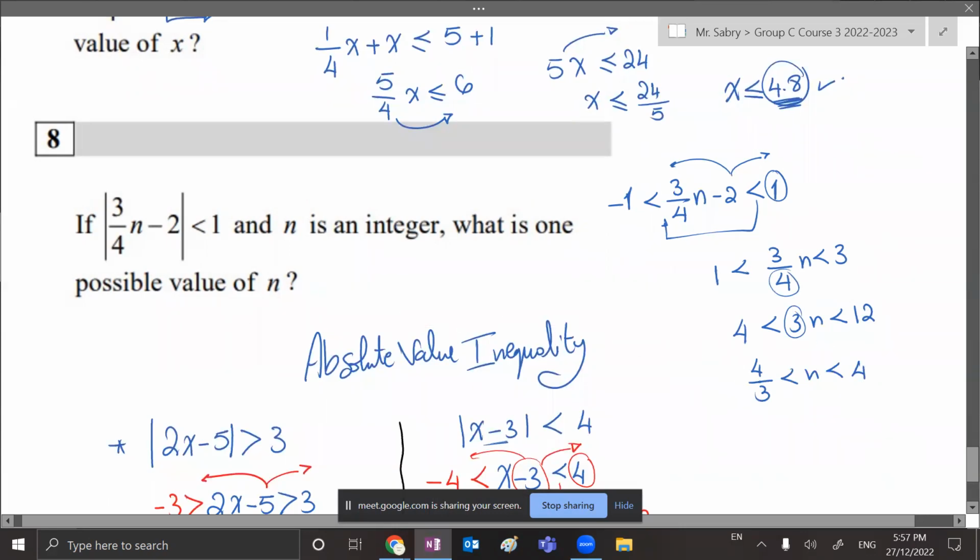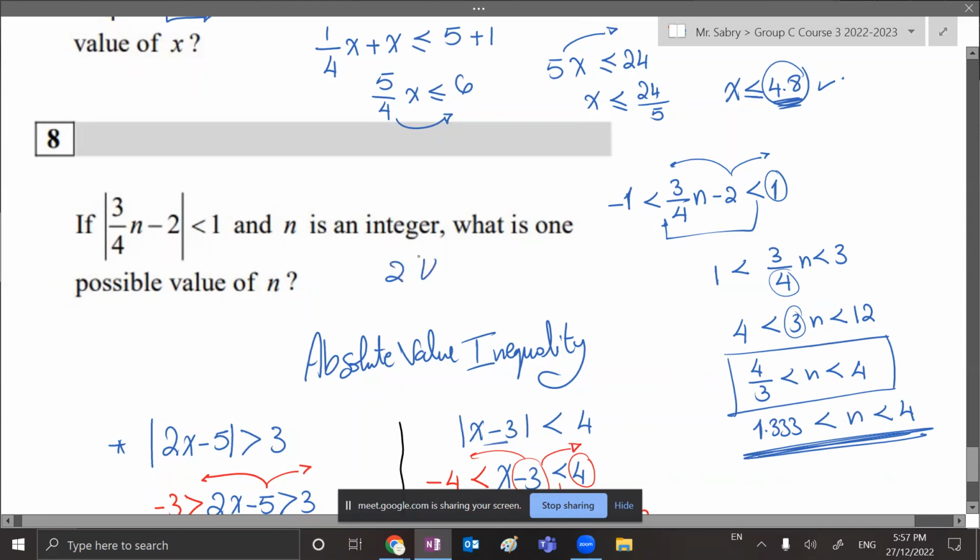What is one possible value for n? Pick any number between 4 over 3, which is 1.3333, and 4, and you can use any of those as the answer. So if you pick 2 or 3, and 2 and 3 are the only possible choices by the way, so it's either 2 or 3, because it has to be an integer, it can't be 2 point something.